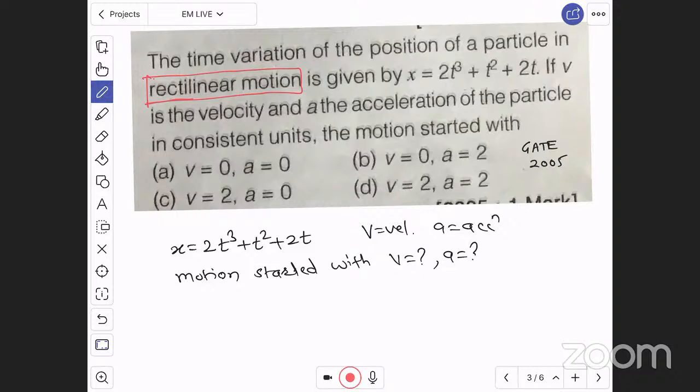30 seconds are over. In the next 30 seconds someone should come up with an answer. I have given you 1 minute to solve the question. This question was asked in GATE 2005 for 2 marks. Solve this.